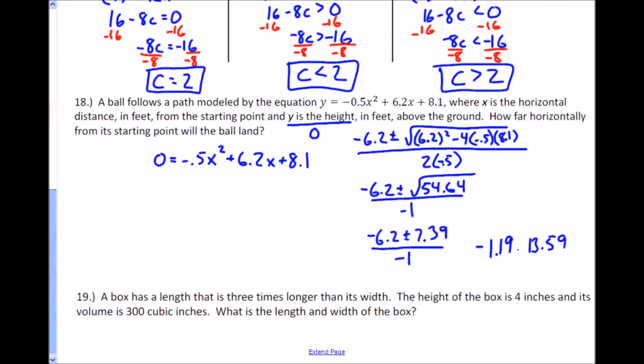And that gives me 13.59. And when you look at these 2 answers, only one of them makes sense. Okay, when you think about it, if we're talking about how far from the starting point, we're not going to measure the distance in a negative. So since this is a real world example, I'm going to toss the negative answer and say it's got to be 13.59 feet. That's it.